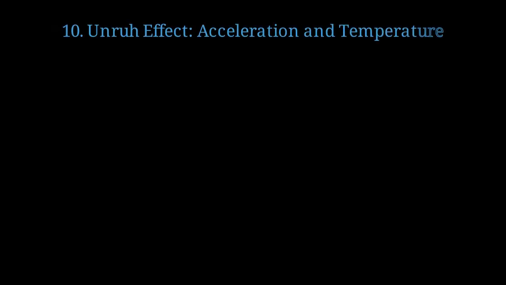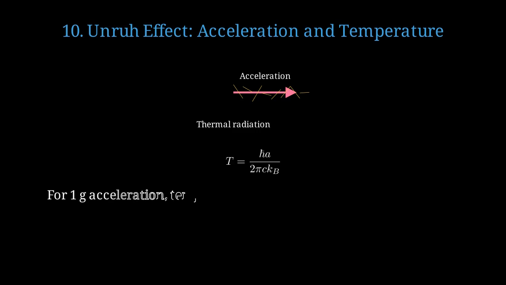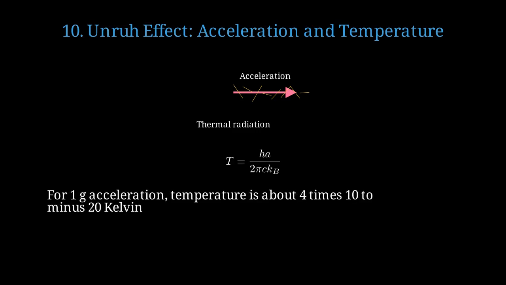Here's a strange prediction. If you accelerate, you'll detect thermal radiation from the vacuum. The Unruh effect says an accelerating observer sees the vacuum as a thermal bath of particles. The temperature you measure equals h bar times acceleration, divided by 2 pi c times Boltzmann's constant. For an acceleration of 1 g, about Earth's gravity, the temperature is roughly 4 times 10 to the minus 20 Kelvin.